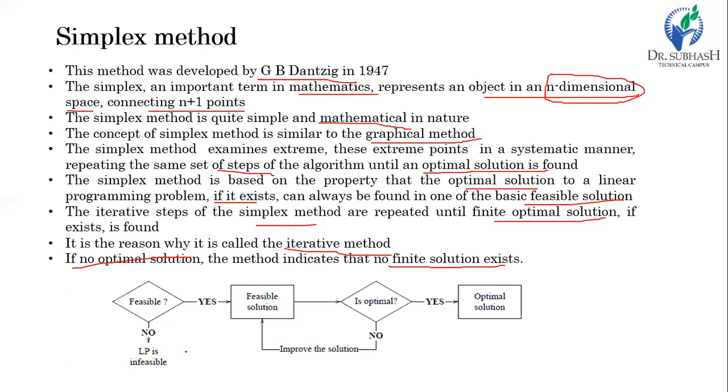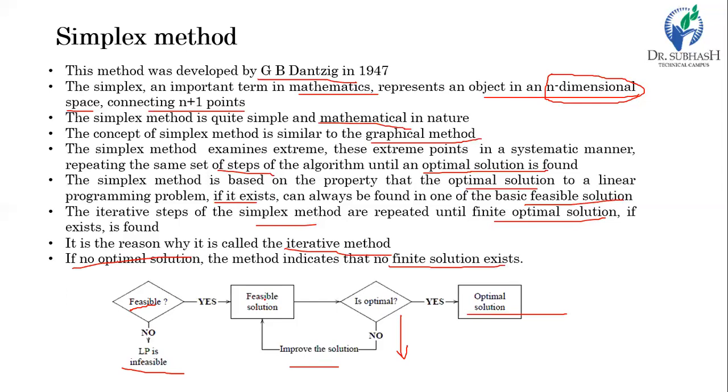By the chart we can understand how to follow the fundamentals of the process. First find the solution, say a feasible solution. If the solution is feasible, then go for the further process. If it is not feasible, then the LP problem is infeasible, so the linear programming problem does not have any feasible solution. If the solution is feasible, then check whether it is optimal or not. If it is optimal, then the optimal solution is achieved. But if it is not optimal, then improve or modify the solution.